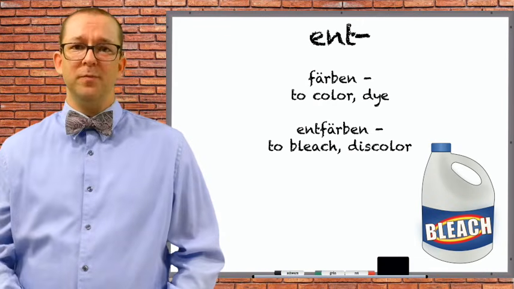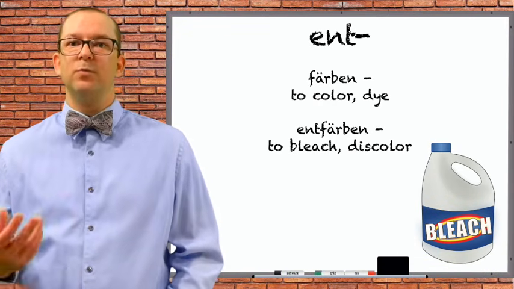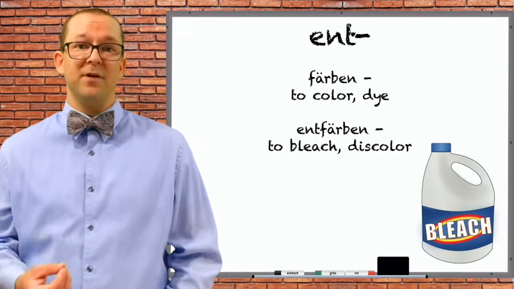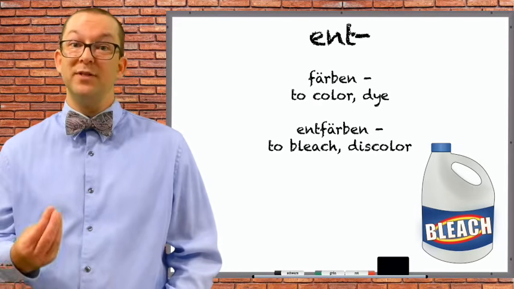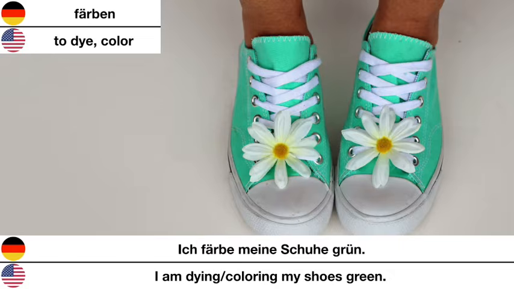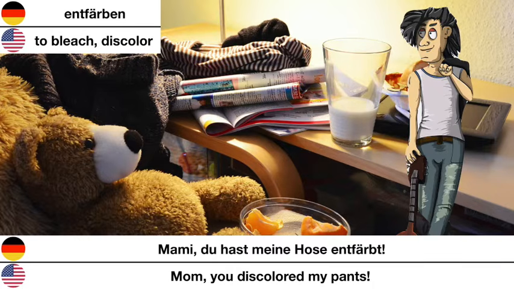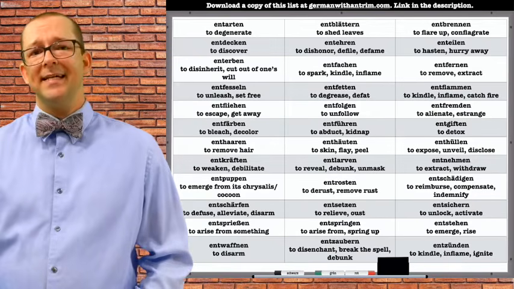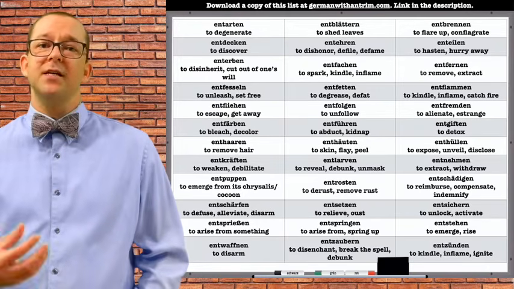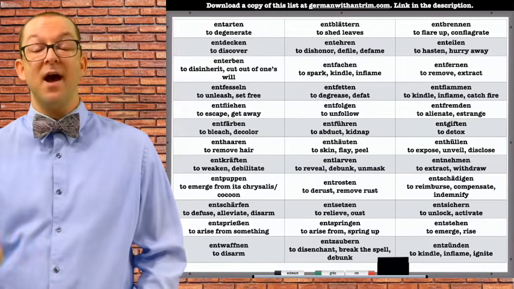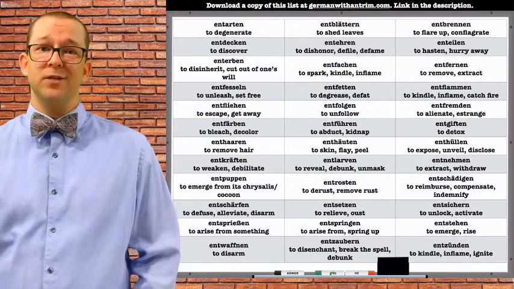One that I just think is cool because of the way that it works is entfärben, to bleach or discolor. There's the verb färben, which means to dye or color. Adding ent makes it so that you remove the coloring that was added through the verb färben. Ich färbe meine Schuhe grün. I am dyeing or coloring my shoes green. Mami, du hast meine Hose entfärbt. Mom, you discolored my pants. You get the idea. Ent makes some sort of removal action with the verb. You could also think of this as a reversal of the action that happened without ent. Here's a big list of verbs that use this prefix.